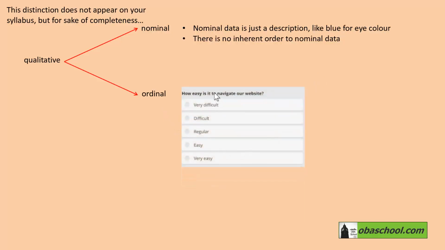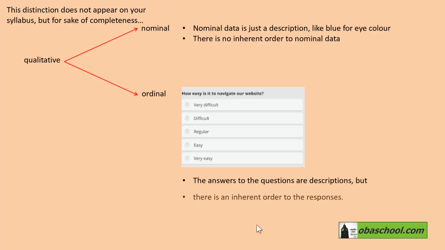Ordinal data results from questions like this. The answers to the questions are descriptions, but there is an inherent order to the responses. So, for example, they would think that very easy was better than easy, which is better than regular, and so on.